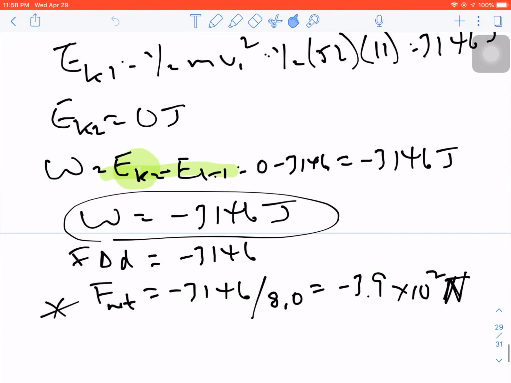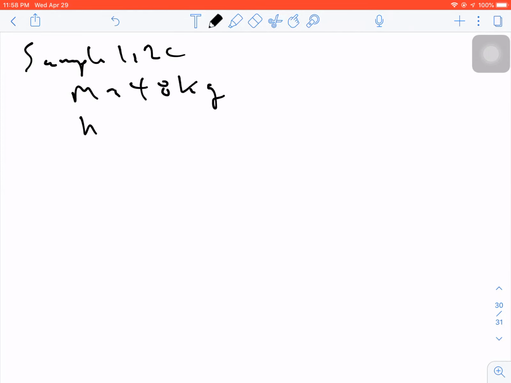And I know that this is sample 1.2c. It says the mass of the person is 48 kilograms. Their height is 110 meters above the ground. And the question is, how much Eg do they have? What's the gravitational potential energy?